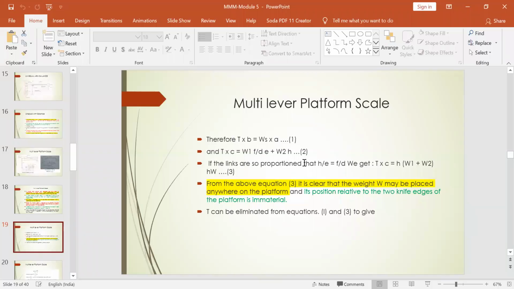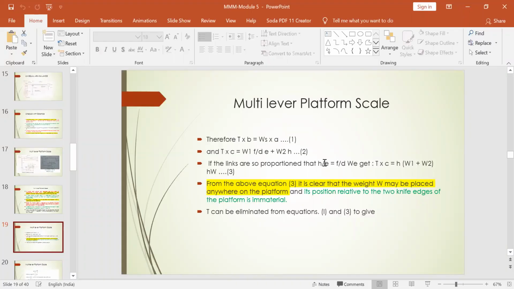So if the lengths are in proportion, then what do we do? We will take this equation, compare both of them, and then you will get T into C equal to, so you have W1 and W2. H is common in both cases. If the lengths are in proportion, you have to take H by E equal to F upon D, right? So you have H and you have E here. So H upon E will be equal to F upon D.